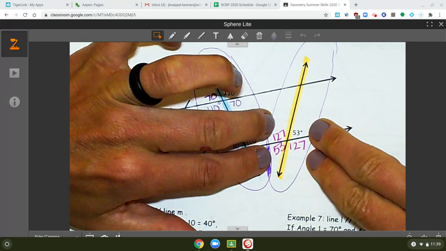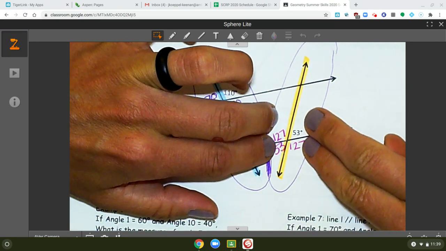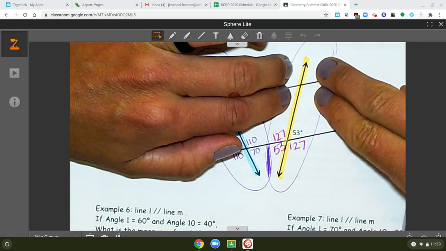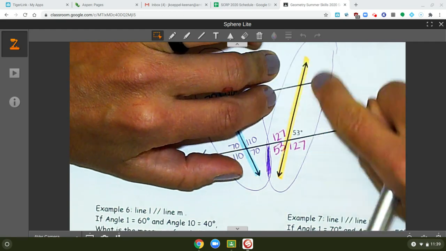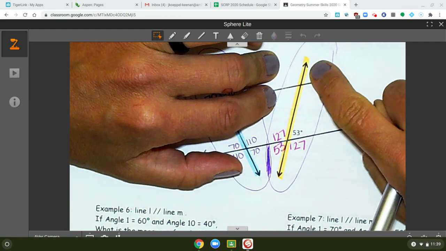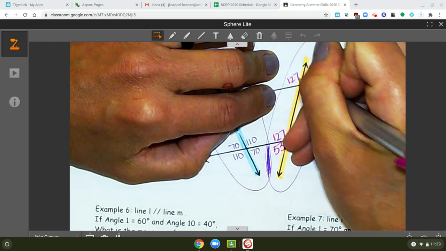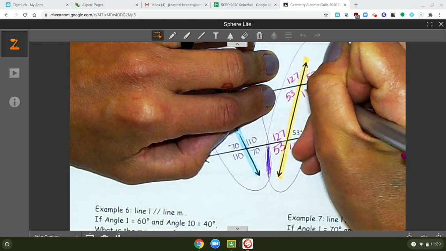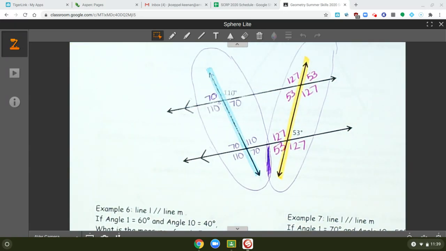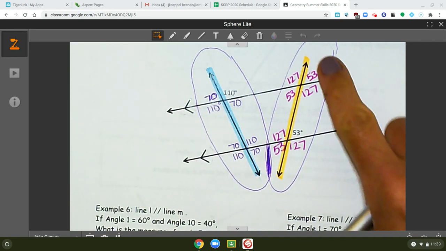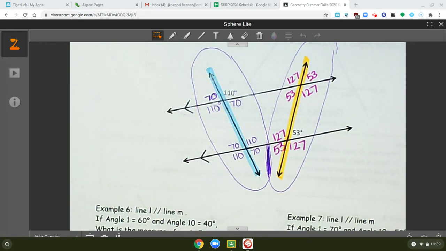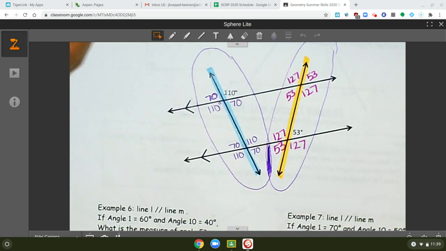Now I'm going to take those four angles, I'm going to slide them up the orange transversal, and they're going to match with the four angles that are also touching that orange transversal. So 53, 127, 53, 127. So ladies and gentlemen, that's how we solve a question with a double transversal. Just take care of one transversal at a time. All right, so let's take a look at a few more examples.